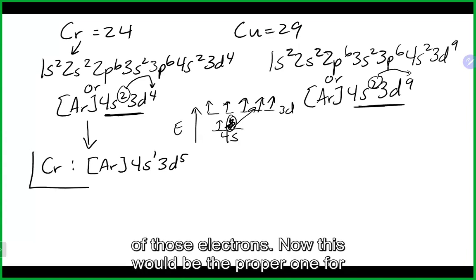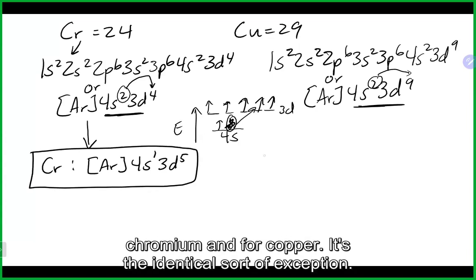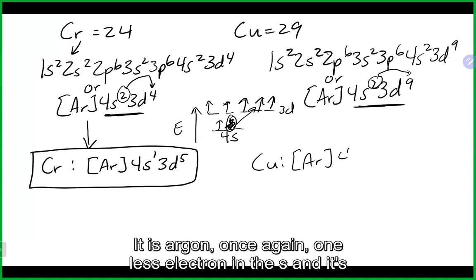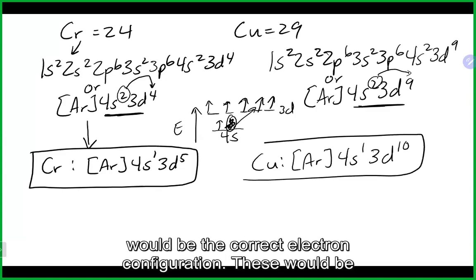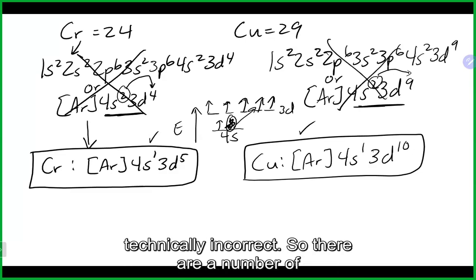Now, this would be the proper one for chromium. And for copper, it's the identical exception. It is argon, once again, one less electron in the S, and it's been promoted up there to the D, and it would be 3D10, and that would be the correct electron configuration. These would be technically incorrect.